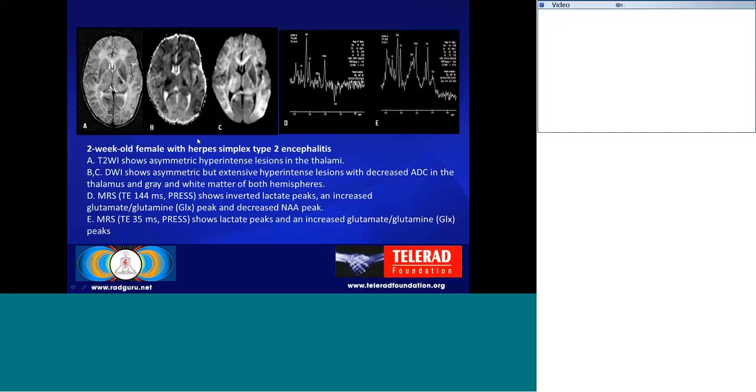And whenever we can, we do an MRS sequence, MR spectroscopy, where we look at the lactate peak. If you do MRS at 144 ms, we see the lactate peak pointing downward, and on MRS at 35 milliseconds, we see a high lactate peak. There is also increased glutamate and glutamine peaks.